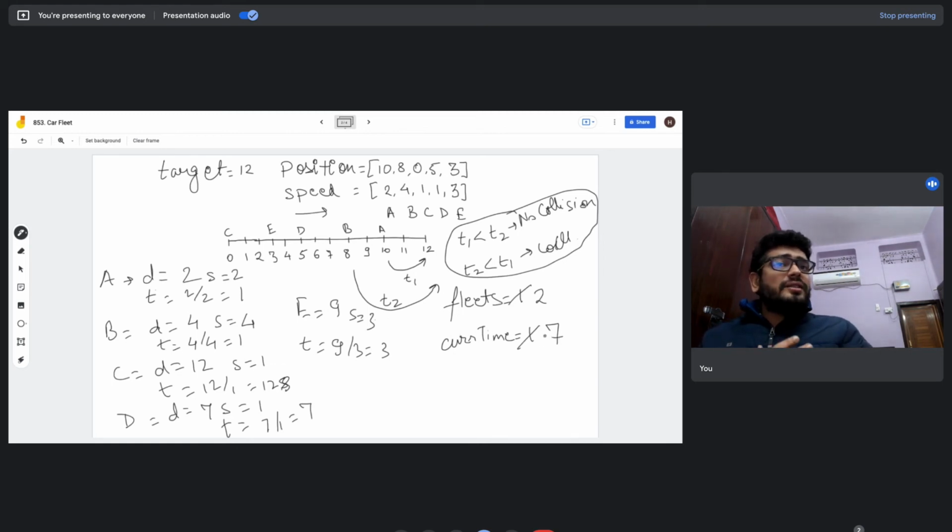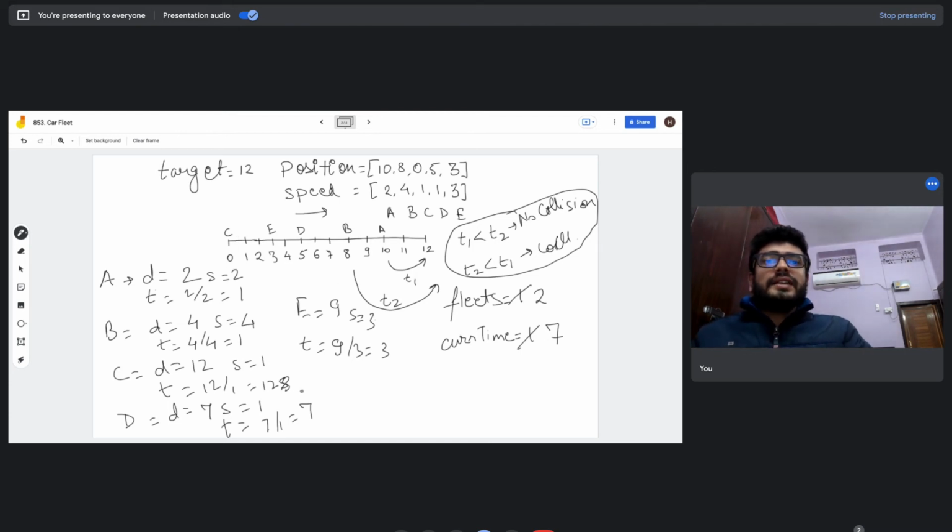So E would also become part of the same fleet to which D belongs, right? So we are not going to increment the fleets, and the current timing also remains 7, right? Now we move on to C.